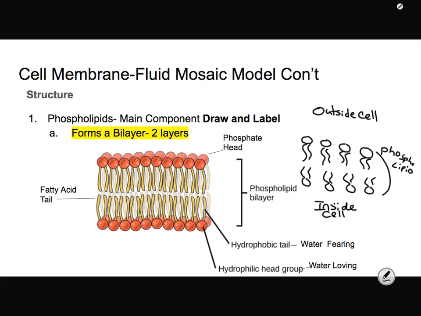I want to know, what are we mostly made up of? Good. Water. Inside the cell, we have a lot of protein. If I would have said biomolecule, and then now, let's look at this. I kind of gave it away. This is our phosphate head.